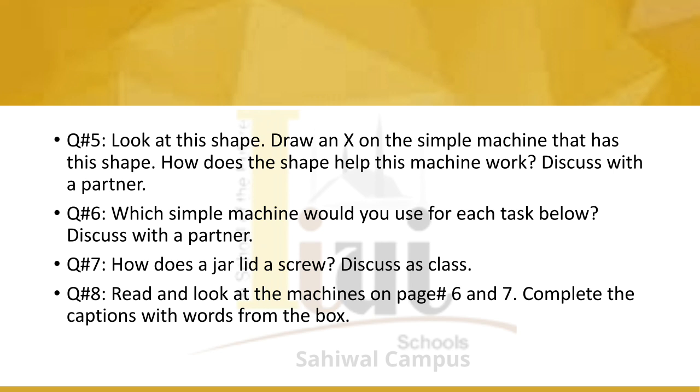Question number 8. Read and look at the machines on page number 6 and 7. Complete the caption with words from the box. So you have to read page number 6 and 7, learn about the simple machines, and then the picture given on page number 8 has 3 blanks and 3 words: wedge, axle, and levers. So you have to write these 3 simple machine names in the appropriate places in the picture of the can opener.